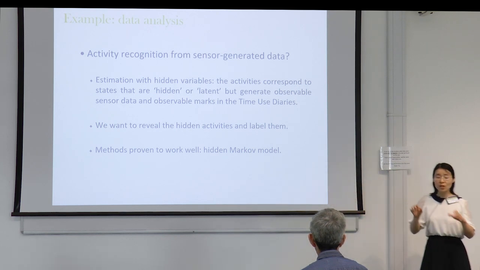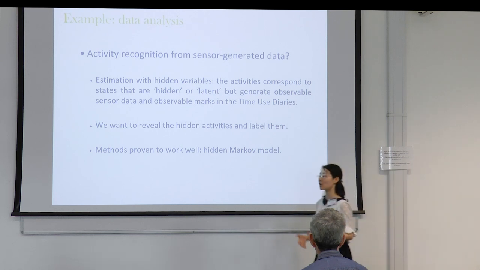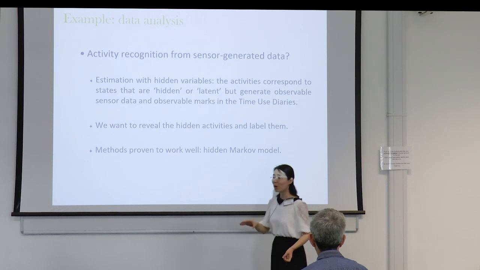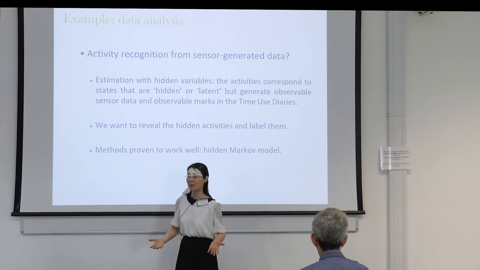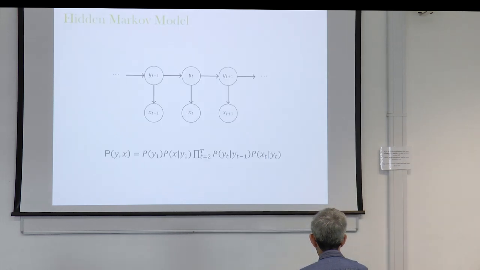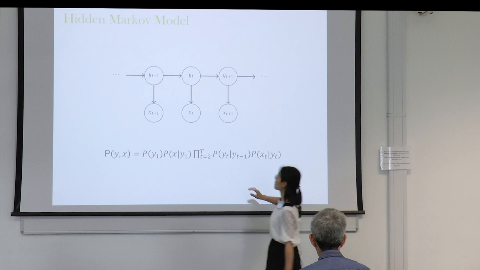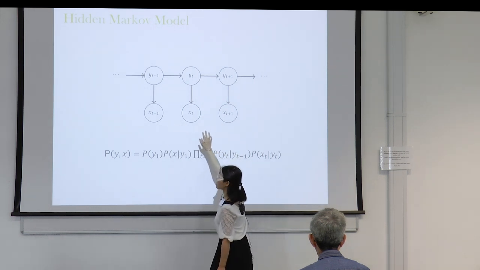But sensor data don't tell you what is going on. It only tells you temperature is changing, humidity is changing. Well, that's why we have the other side of the information, the time use diary, where people tell you what I'm doing. And then you can compare the two. Very simple explanation. These are the information we observe from the sensors.